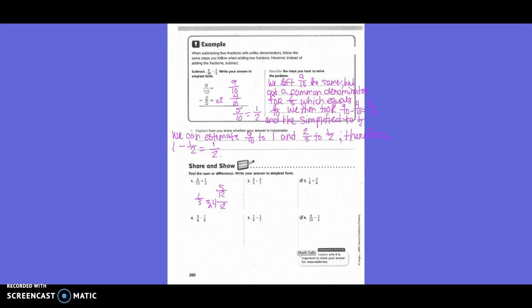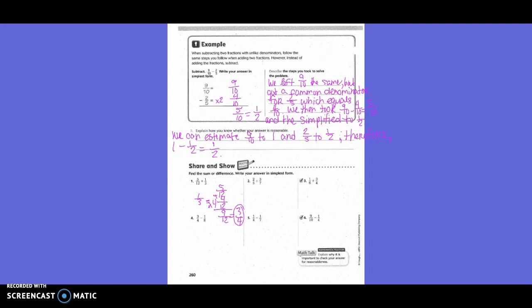So 1 times 4 is 4. 5 plus 4 is 9. And then I keep my denominator the same. Is that in simplest form? No. What number goes into 9 and 12? 3. How many times does 3 go into 9? 3 times. How many times does 3 go into 12? 4 times. So my answer is 3/4.